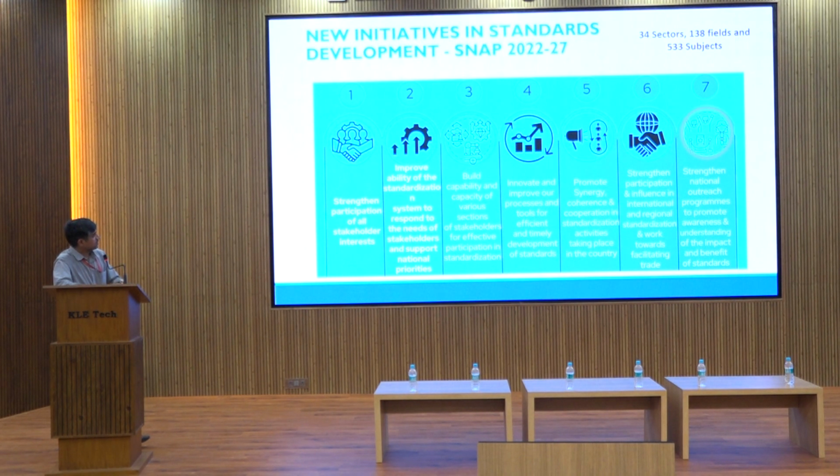So this is related to SNAP. Most of the things we have mentioned: 34 sectors, 138 fields and 533 subjects, which we would show you if the page had loaded. These are the areas. Based on that, we have finalized our SNAP 2020 to 2027.